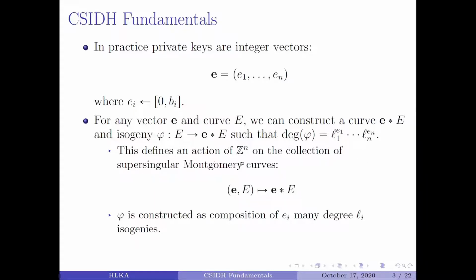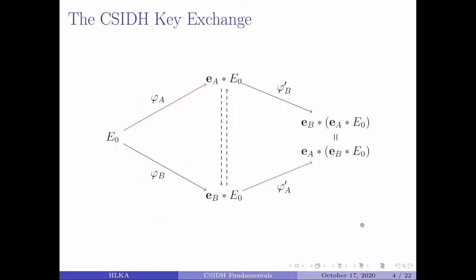This construction defines a group action of Zn on the set of supersingular elliptic curves, which is why we use this star notation. In practice, unless the key e is very trivial, this isogeny phi won't really be feasible to construct at once. So what we do instead is construct phi as the composition of a whole bunch of small degree isogenies. We'll construct ei many degree li isogenies.